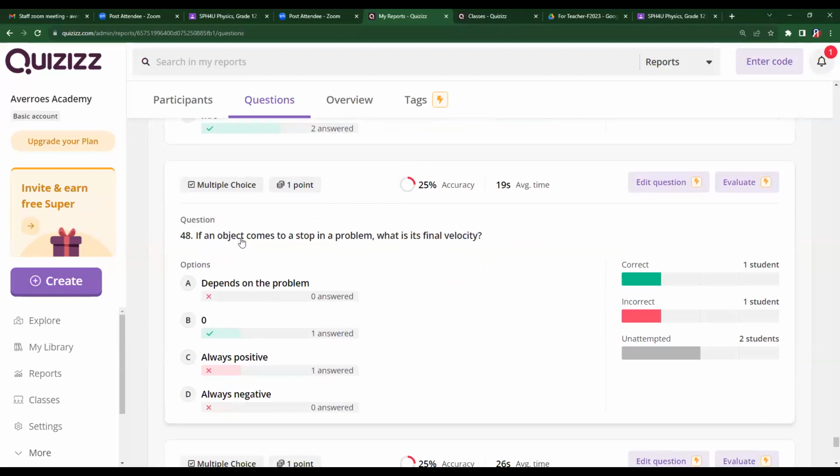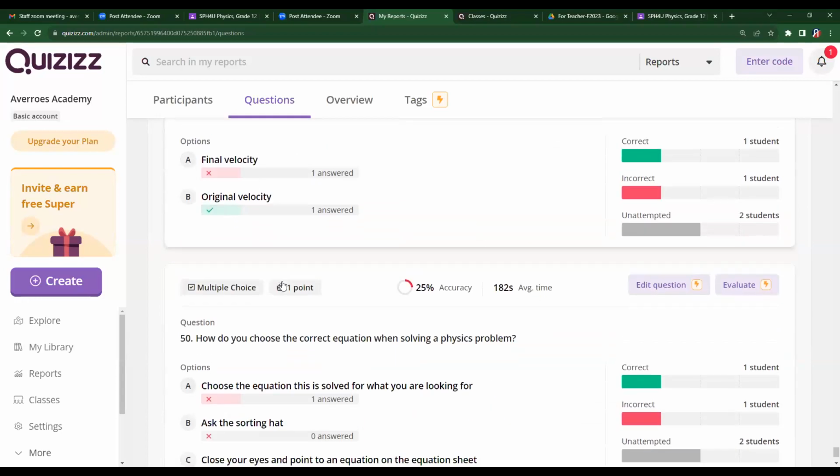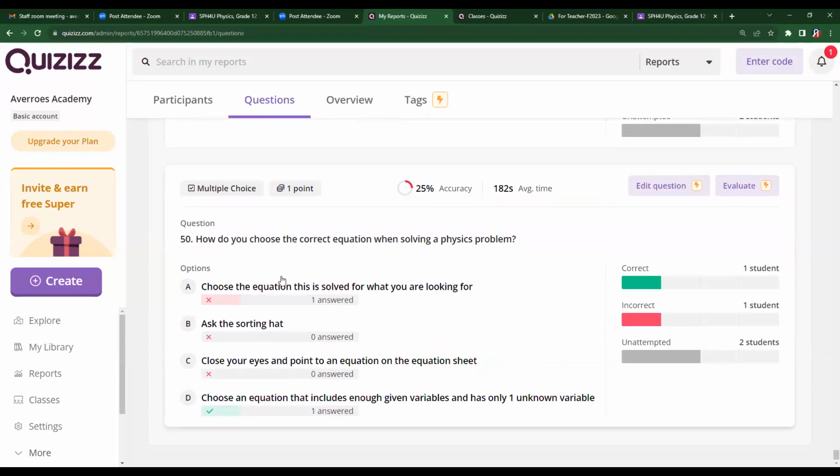Object comes to stop in a problem. What's final velocity? Okay, it's not moving, so final velocity is 0. If King Kong falls off a roof, which velocity is 0? Okay, falls off, it means dropped. So it means initial speed is 0. So if it's thrown with some speed, then it's not 0. Okay, be careful with words when you have vertical motion. And vertical motion is always accelerated motion because object is under the force of gravity.